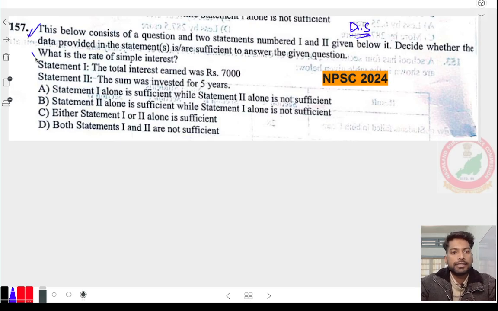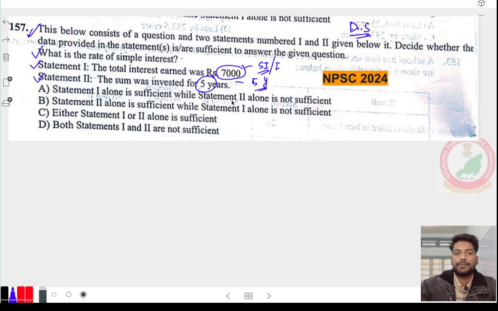They're saying the question is, what is the rate of simple interest? But for data sufficiency you don't have to give the answer. You just have to tell whether statement 1 or statement 2 is required to answer the question, or just statement 1 can answer, or both of the statements together can't answer, can't be determined. So you have to tell that only. Now read the question. What is the rate of simple interest? This is your question. Statement says that total interest earned was 7,000. So it's your SI or I, you can say. Total sum invested for 5 years. So this is your 5 years.